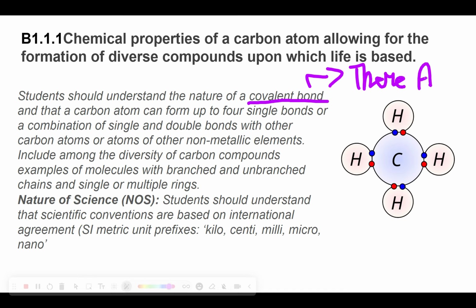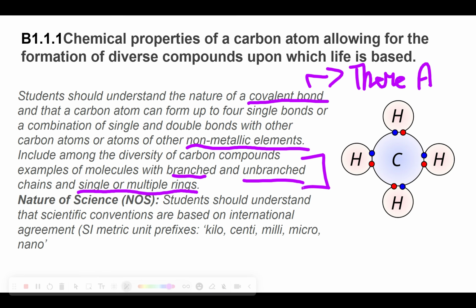And that a carbon atom can form up to 4 single bonds or a combination of single and double bonds with other carbon atoms or atoms of other non-metallic elements. Carbon is non-metallic as well. Include among the diversity of carbon compounds examples of molecules with branched and unbranched chains and single or multiple rings. We'll look at some of those as examples.